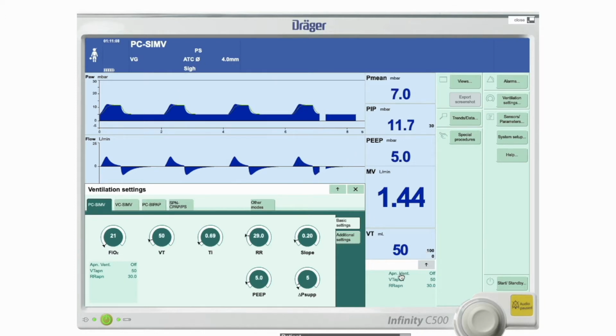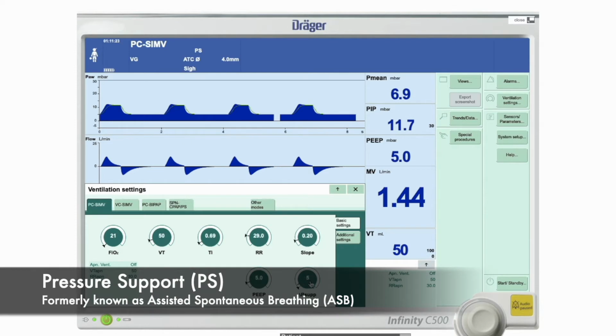I come down here, I see apnea ventilation. At the moment, I can see that apnea ventilation is off. And I've also got this PS, and PS tells me that pressure support has been engaged. I'll just mention pressure support because I haven't said anything about that so far.